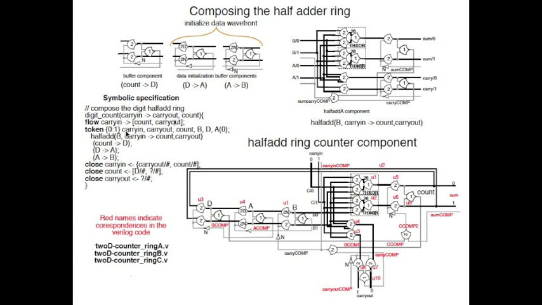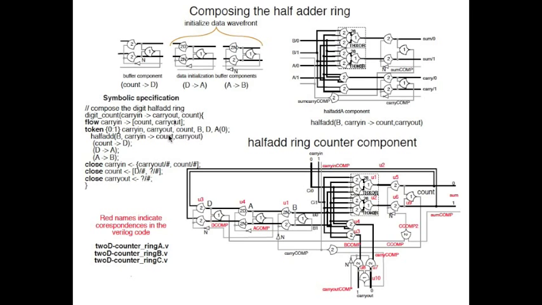So this is the specification, right? So we have the 4 components, the half-add component, and the 3 buffer components. And you'll notice that the count, the output of the half-add, flows to D flows to A flows to B, and B flows to count. So we have our closed ring with a half-adder in it. Now, the ring is sufficient flow because there's 4 oscillations in the ring and only 1 data wavefront initialized.